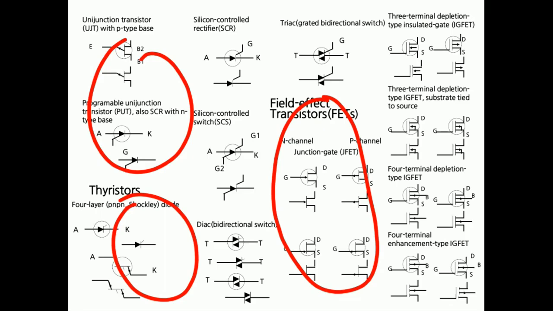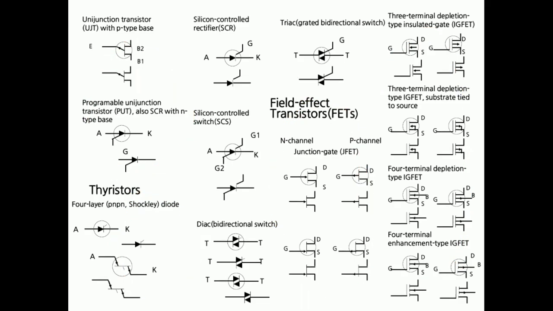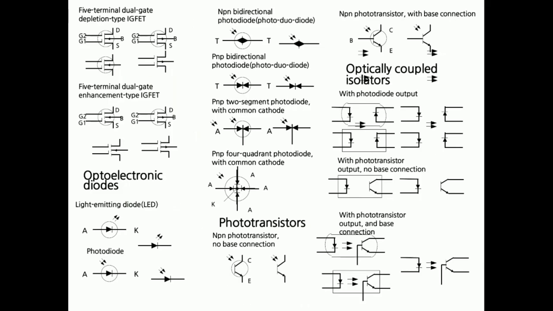Then thyristor is a power electronic device. SCR, triac and diac are all required for power electronic purposes. Then MOSFET, and these are IGBT and MOSFET. They are also used in power electronic switching as well as basic electronic switching. So this is about the FET.